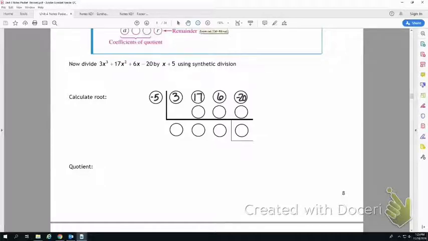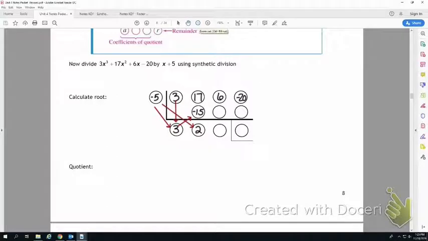Alright, so now let's walk through this. Very first thing you do, what do I say? Drop down the 8. And so on this one right here, it's the 3. So I'm going to drop down that 3. Now, negative 5 times 3 is what? Negative 15. 17 minus 15 is what? 2.